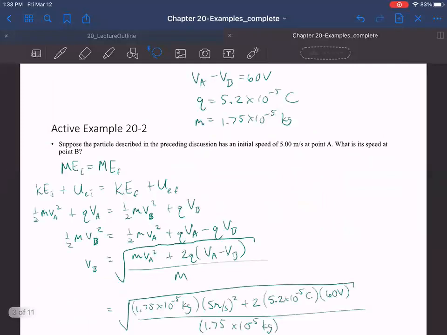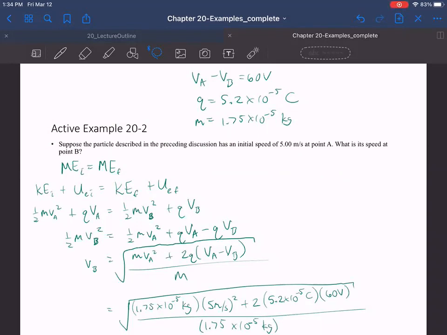Here, suppose the particle described in the preceding discussion has an initial speed of 5 meters per second at point A. What is its speed at point B? So this is a conservation of mechanical energy. Mechanical energies are all of our kinetic and potential energies. So if we look at this one, we have kinetic energy initial plus potential energy initial, electrical. So that's why I put a little sub E there. And then kinetic energy final and potential energy final.